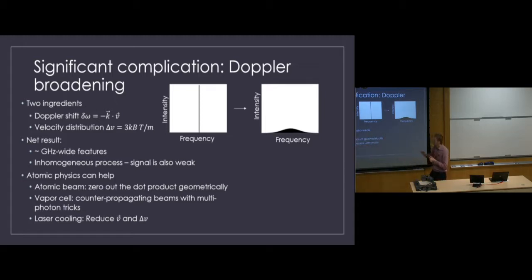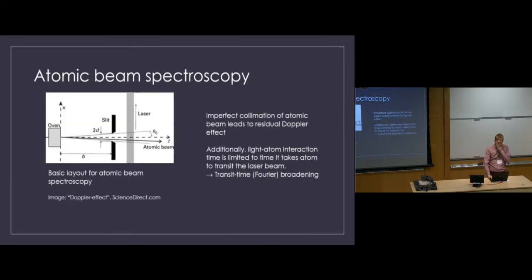The next thing you could do is take a vapor cell. The atoms kind of buzz around everywhere, of course, but using counter-propagating beams, the Doppler effect will be equal and opposite for the 2 beams. And so if you can then come up with some multi-photon trick where your signal depends on interaction with both of these laser beams, there's an opportunity to do that Doppler-free. And finally, you could do laser cooling, which reduces the velocity of the atoms and along with it reduces the spread of velocities. So here's just a kind of classic atomic beam spectroscopy setup.